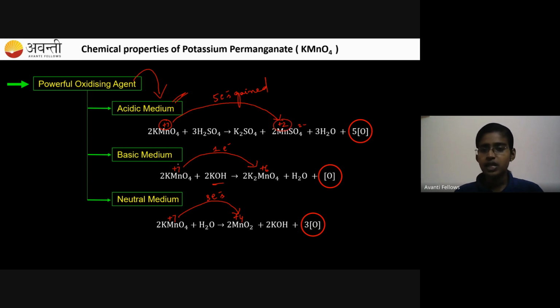And in basic medium, the oxidizing power becomes very less, so it is moving from +7 to +6. And in neutral medium, some moderate oxidation is there, from +7 to +4, so it can gain 3 electrons, moderately. So this is what we have seen in the last class.